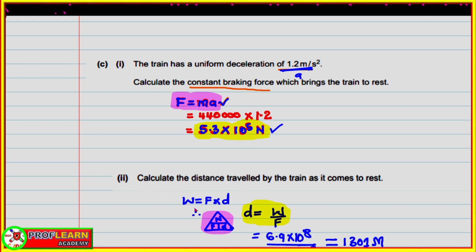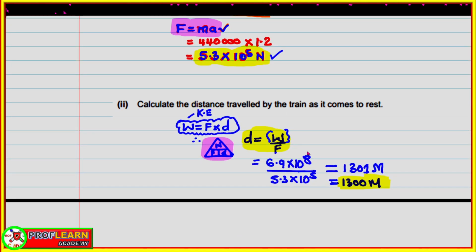Calculate the distance traveled. We have to remember that work done is equal to force times distance, and work done is equal to the kinetic energy we had gotten from the previous section, so that we can now substitute at the point where we have the work. And if you work it out, you're going to get 6.9 times 10 to the power 8 over 5.3 times 10 to the power 5, which is going to translate to 1301, which is approximately 1300 in two significant figures.